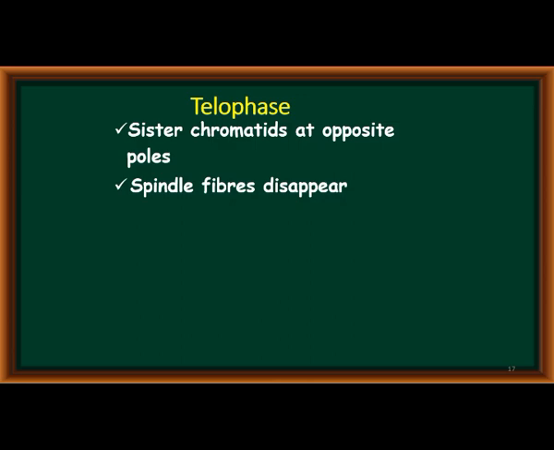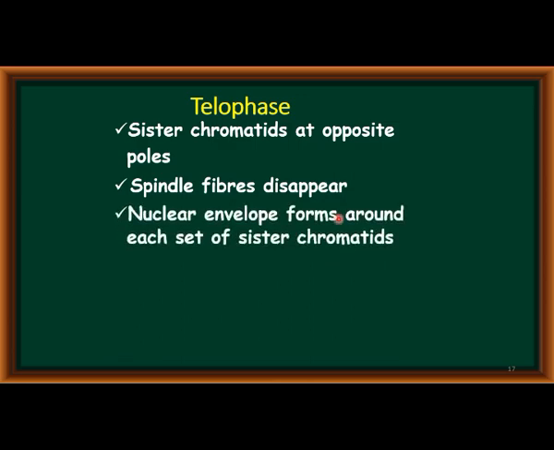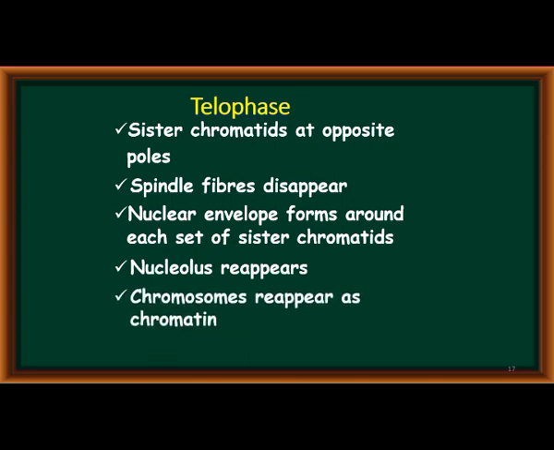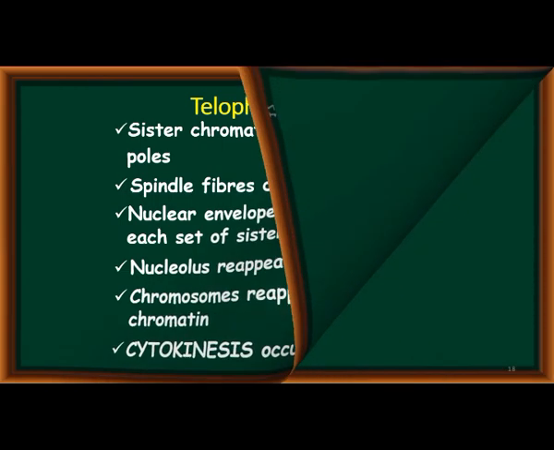Anaphase is followed by telophase. During telophase, the sister chromatids remain at the opposite poles. The spindle fibers disappear. The nuclear envelope forms around each set of sister chromatids. The nucleolus reappears and the chromosomes reappear as chromatin, and at the end of telophase, cytokinesis occurs.